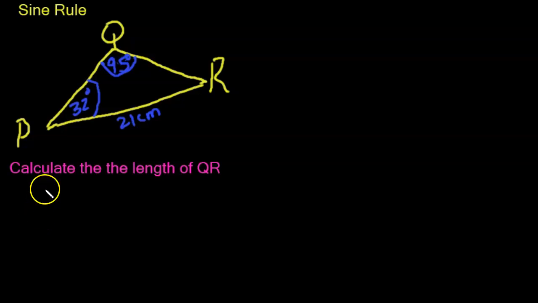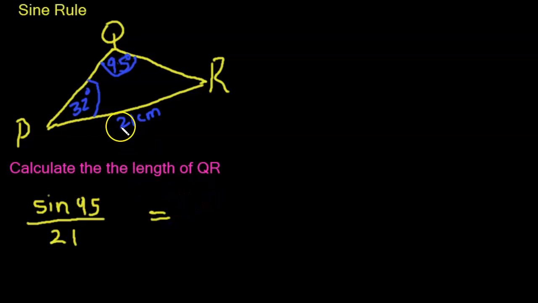Sine of any angle. Let's choose an angle that we know. Q. So sine of Q, which is 95. So sine of 95 over the side opposite to 95 degrees, which is 21. And that is equal to the sine of another angle. In this case, we're using the 32 over the side that is opposite to the 32.